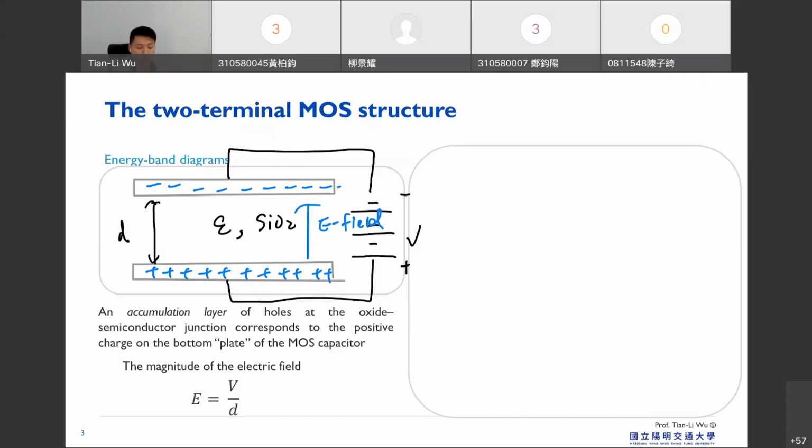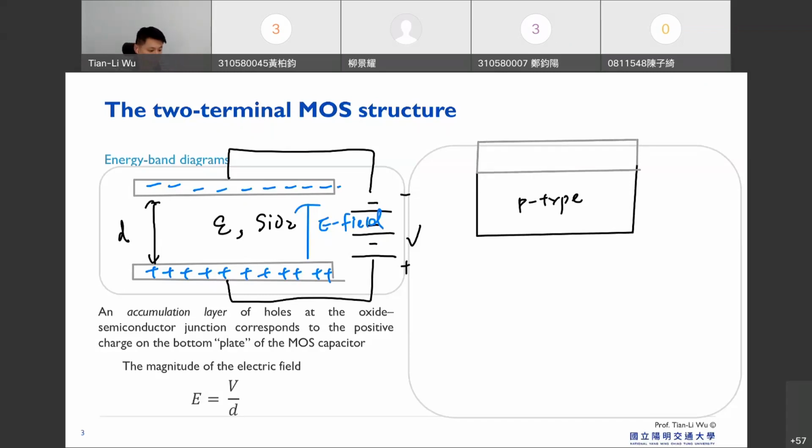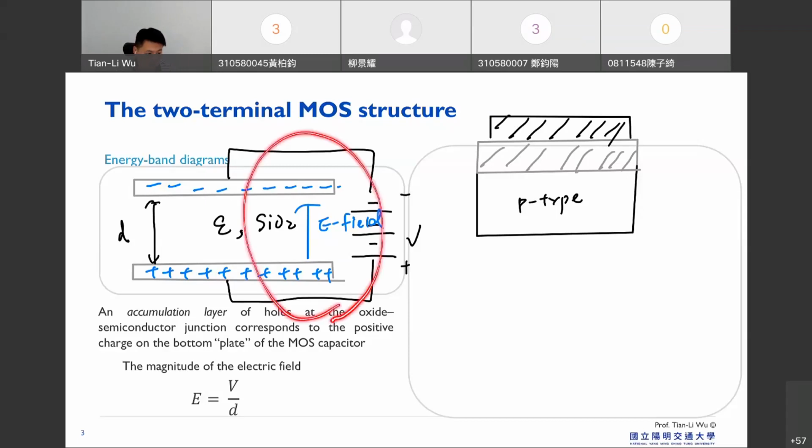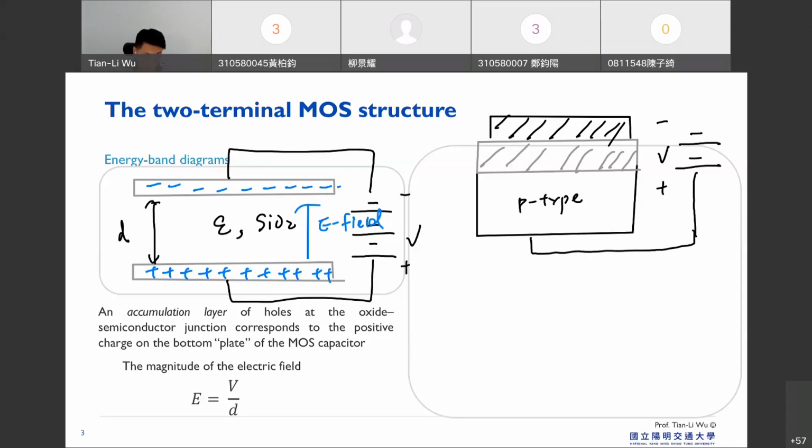And that can also be understood if we consider the real case of the MOS capacitor. So we have the P type here, and then we have the dielectric, and on top of the dielectric we have another metal. As we have shown here, now we connect the voltage source as shown here. This is V, this is positive, this is negative, and we connect to here and to here.